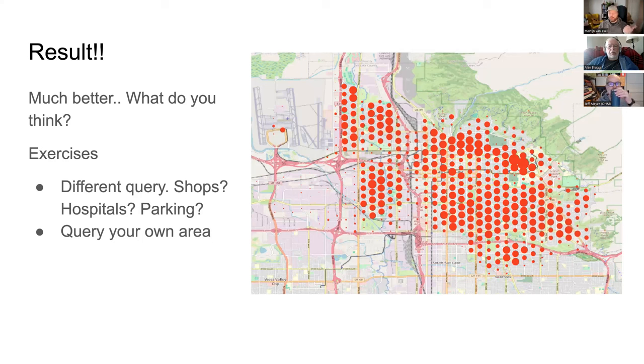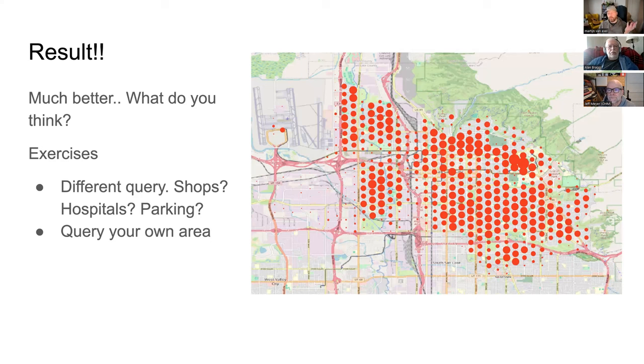We can install this plugin, Quick OSM. We can query footpaths. We can query shops. We can query hospitals. And using these presets, you don't even have to know much about the tags in OSM, which can be a messy knowledge area. And you can just choose a different city, right? You can choose your own city.